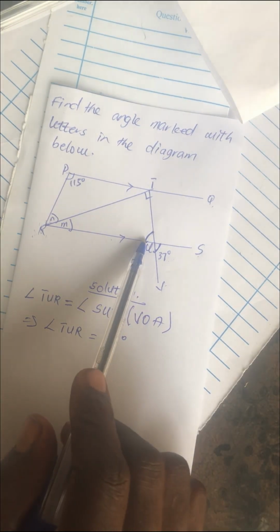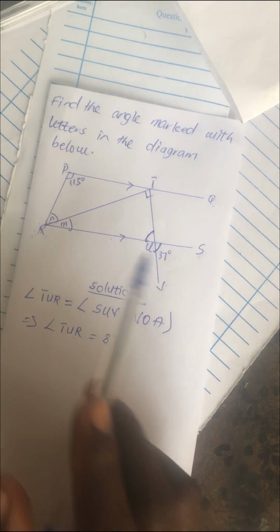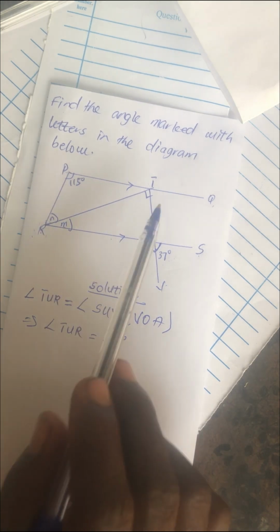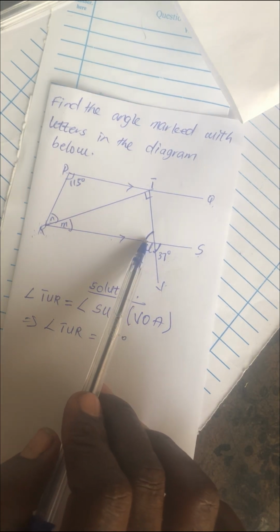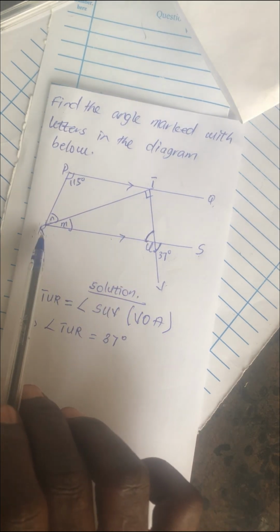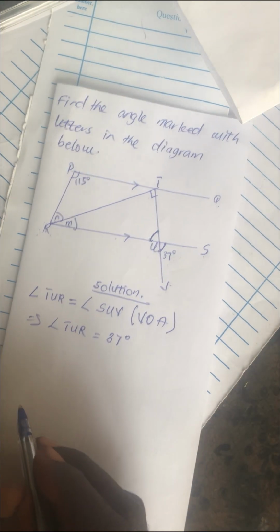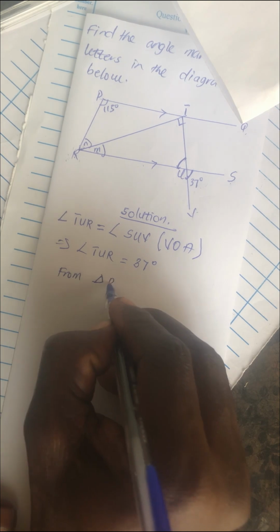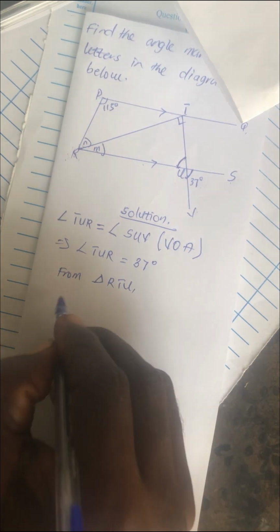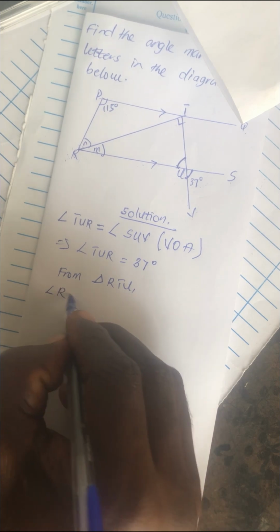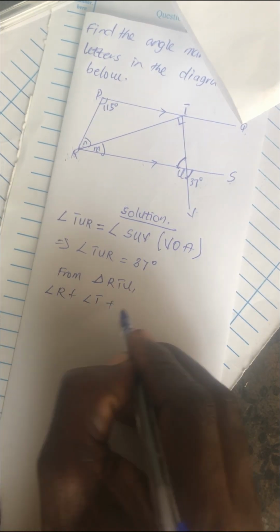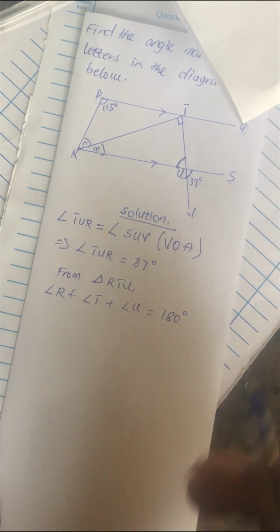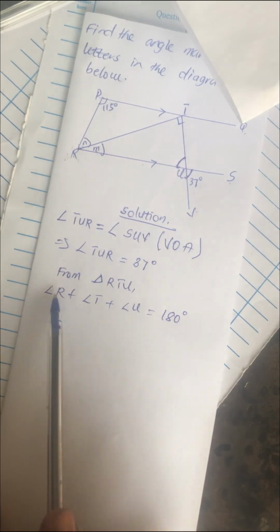Now that we have this angle to be 37 degrees, we can go ahead and find the value of M. Because angle M, this 90 and then the 37 here, they are interior angles in triangle RTU. So we can say that from triangle RTU, angle R plus angle T plus angle U is equal to 180 degrees. That's the sum of interior angles of a triangle.